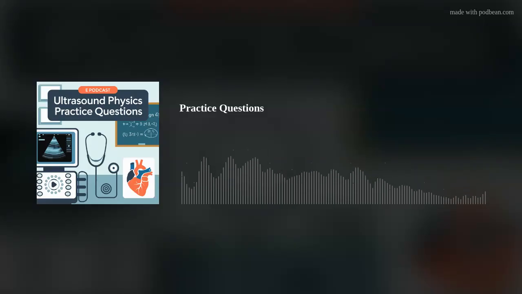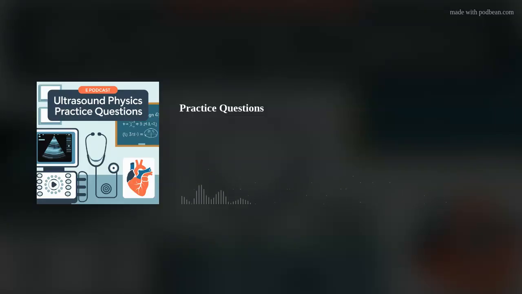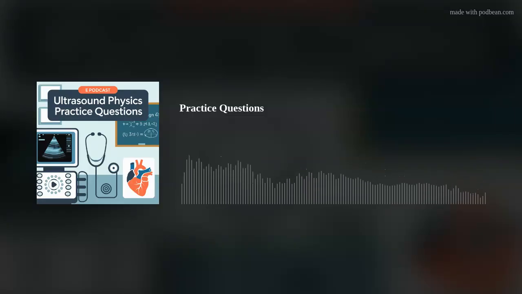Yep, exactly. It also helps you understand why some structures might look brighter or darker depending on how deep they are and what kind of tissue is around them. This is all starting to click. I feel like I have a much better grasp on how ultrasound works and how those physics principles actually apply when you're scanning. But there's so much more to explore.